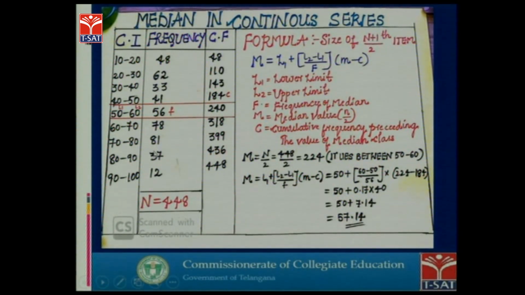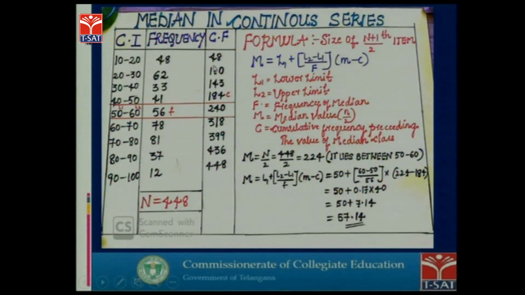Now let's see the sum. This is the class intervals: 10 to 20, 20 to 30, 30 to 40, 40 to 50, 50 to 60, 60 to 70, 70 to 80, 80 to 90, 90 to 100. Frequency is 48, 62, 33, 41, 56, 78, 81, 37, 12, and the cumulative frequency starts with 48.